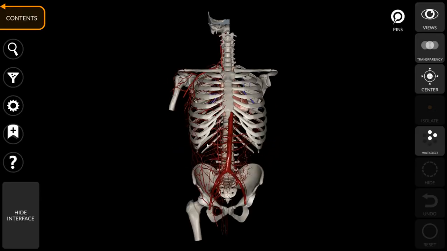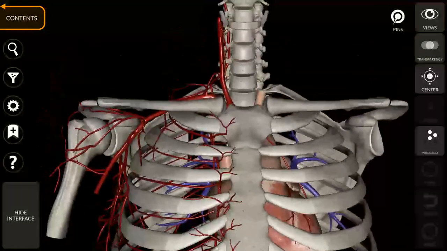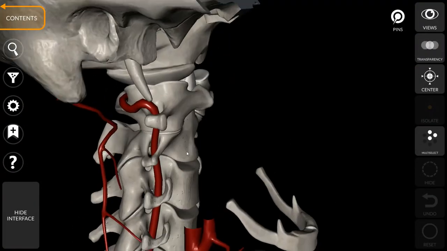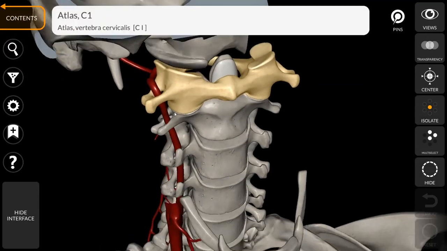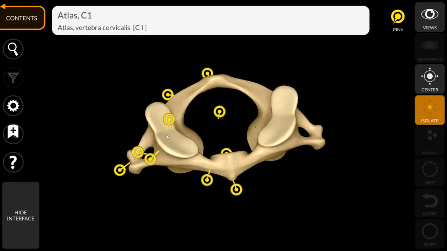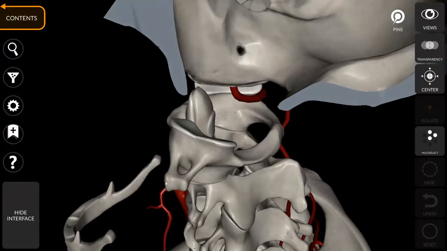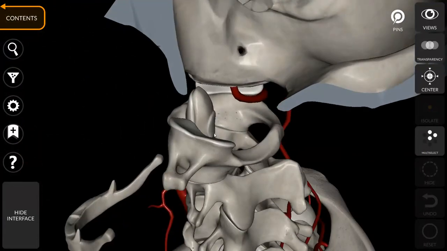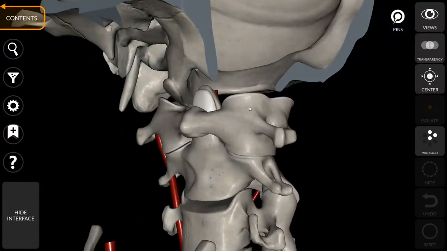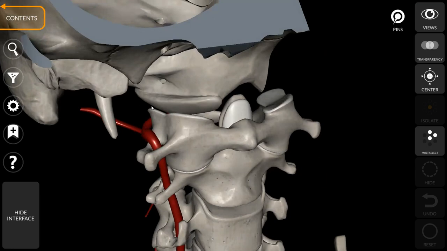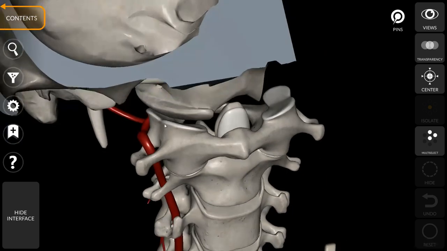So this is C1. Please observe this superior articular facet. This superior articular facet actually articulates with which bone? It will articulate with your occipital bone. Above we have the occipital bone. Can you see this convex surface?